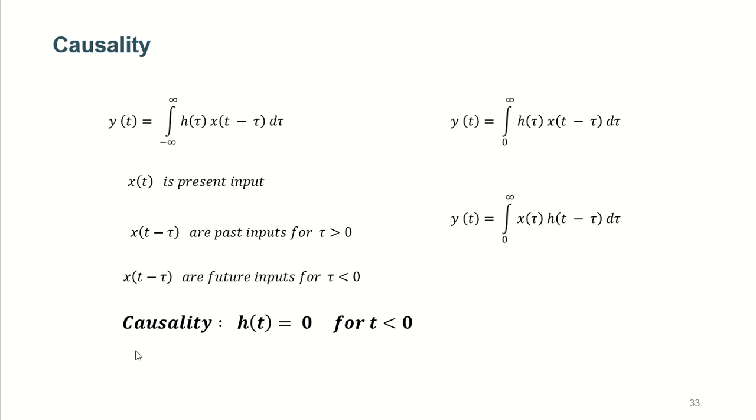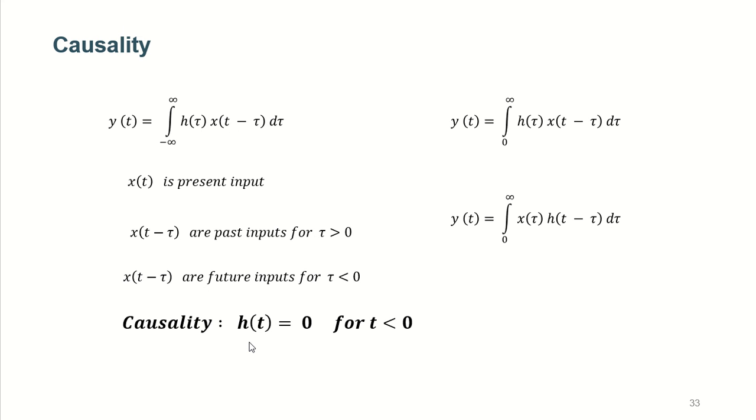What is the condition? The value of h of t must be equal to 0 for all t less than 0. For all the values of t which are less than 0, the value of my h of t should be 0. Now what do you learn from this condition? The condition is showing that the impulse response of a causal system is also causal, right?